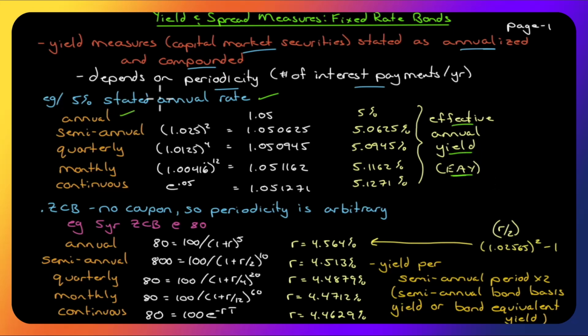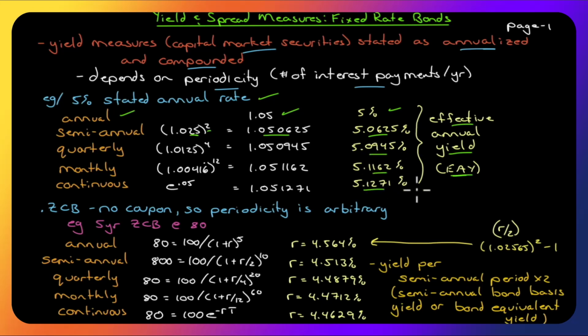If interest is paid annually at a 5% stated annual rate, a dollar invested today will grow to $1.05 a year from now. That is 5%. Pretty straightforward. If it's semi-annual, that means we'll get $2.50 every 6 months. So we can compound that in 1 year. Our future value will be 105.0625 or 5.0625% effective annual yield.